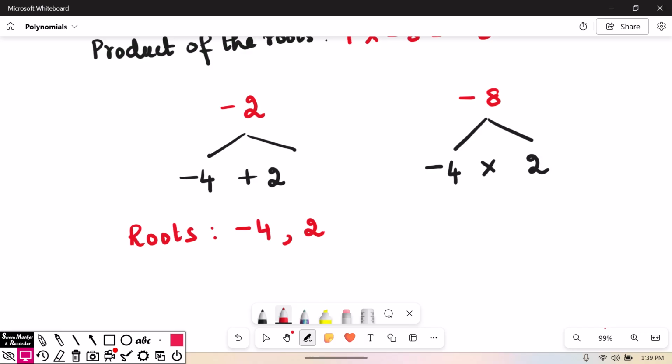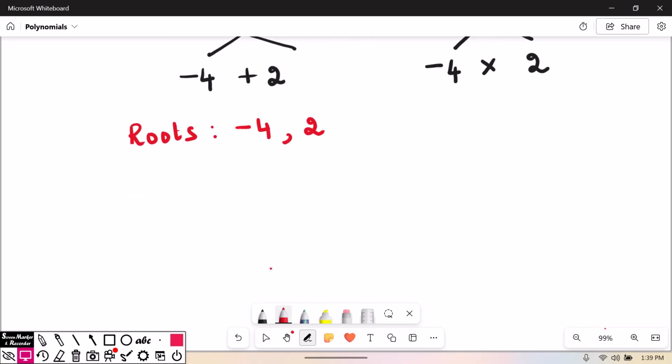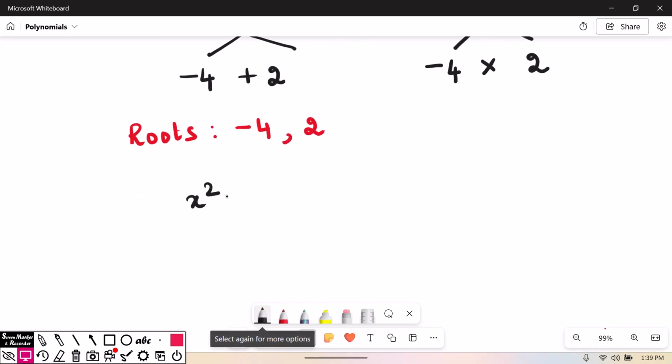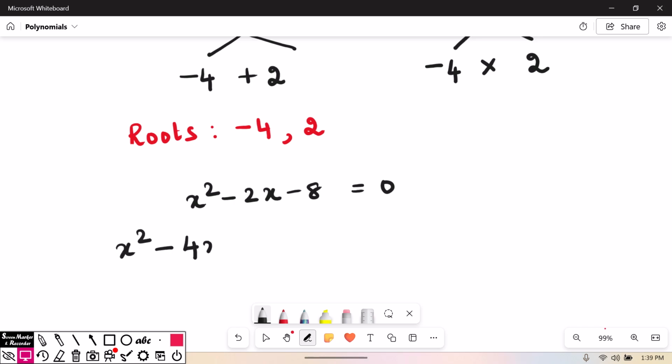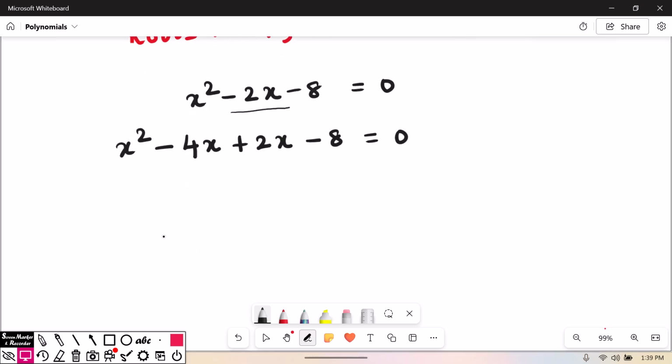Now I'm going to use these roots in my given quadratic equation x square minus 2x minus 8 equals 0. Instead of the middle term minus 2x, we are going to use minus 4x plus 2x, minus 8. Why are we doing that? My roots are minus 4 and 2. So instead of minus 2x, if I write minus 4x plus 2x, I get minus 2x only. So now I'm going to group them.